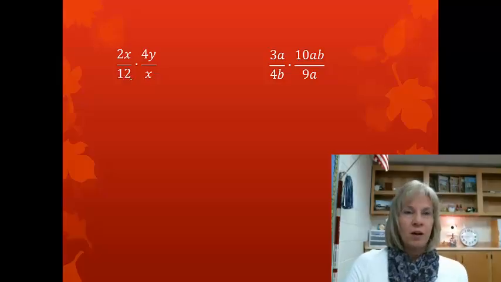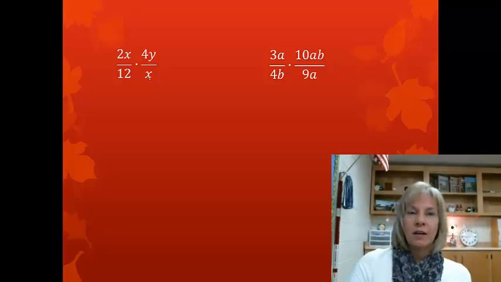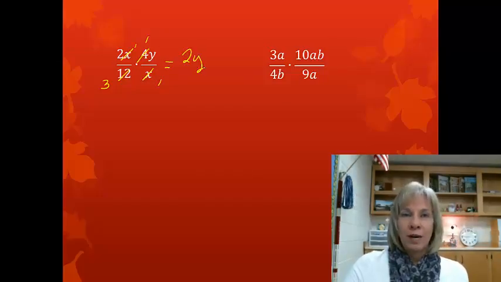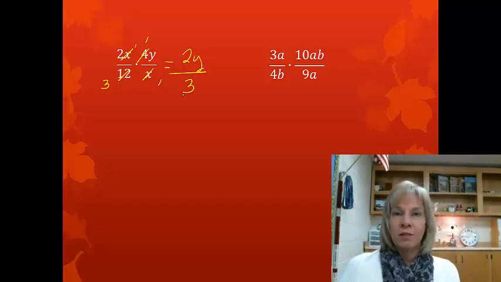2x over 12 times 4y over x. Okay, let's start with our numbers. 4, 3, dividing both by 4. What else can we cancel? X and x. Anything else? Nope. So what's left? On the top, we have 2y, and on the bottom, 3. And that's your final answer. You can leave it just like that.